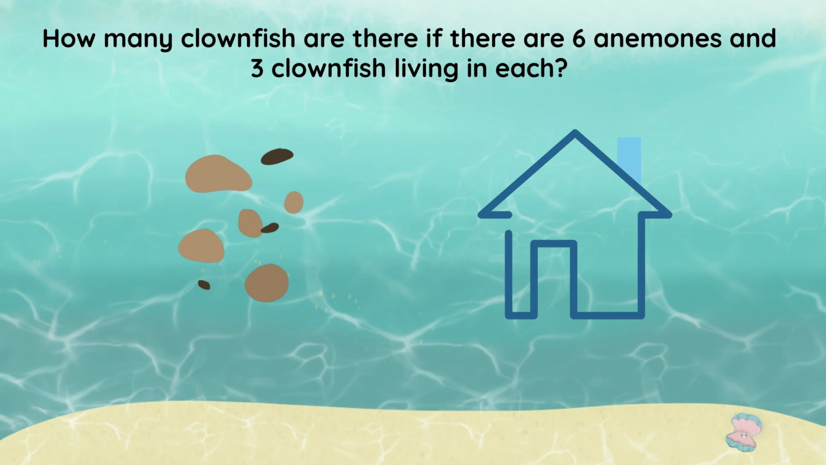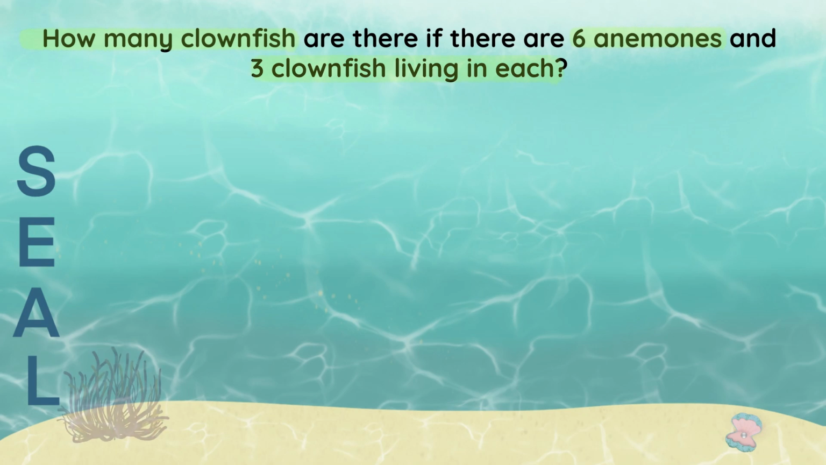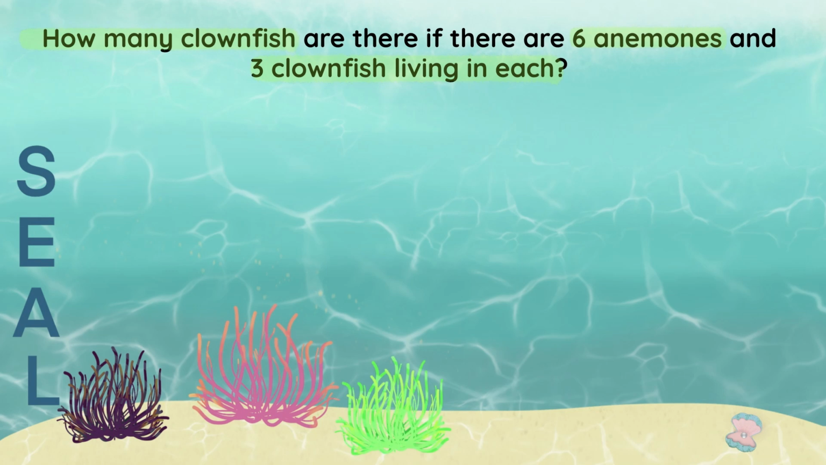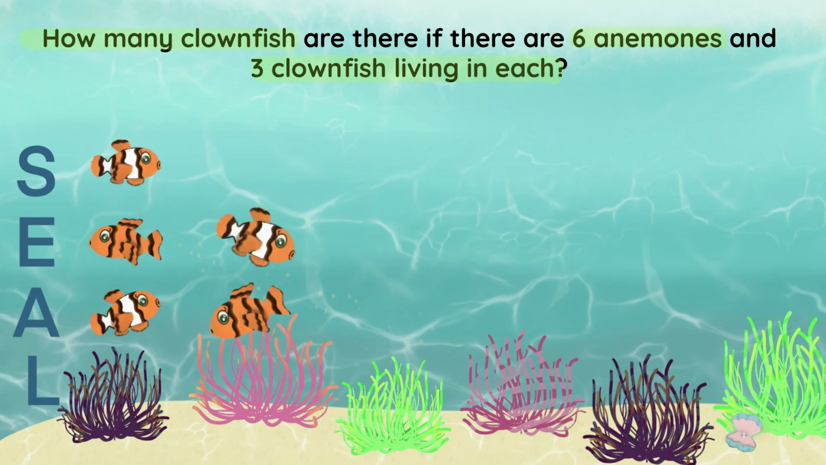Speaking of clownfish, how many clownfish live in this area if there are 6 anemones and 3 clownfish living in each? First, I am going to show my work by highlighting and drawing a picture to match. There are 6 groups of anemones. 1, 2, 3, 4, 5, 6, and 3 fish in each. That is 6 groups of 3.